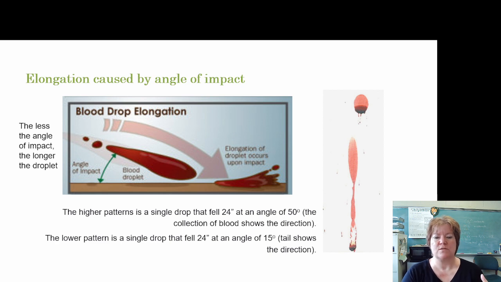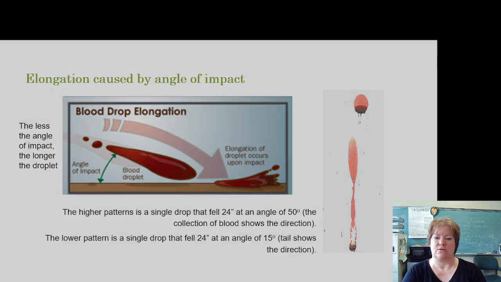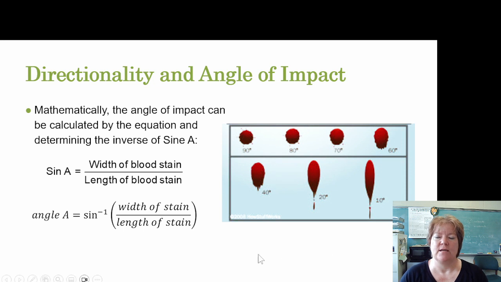So we use some sines to do this. I know you don't like this, but it's all right. We can do this all with a calculator. The idea is the ratio of the width to the length. If it was completely circular, they would be the same, and that ratio would be 1.